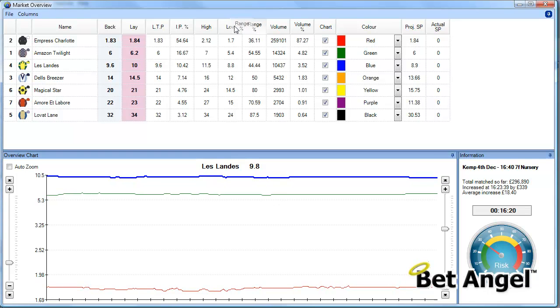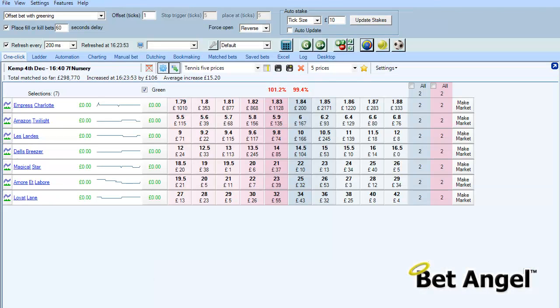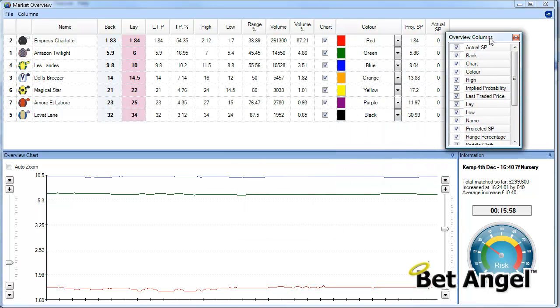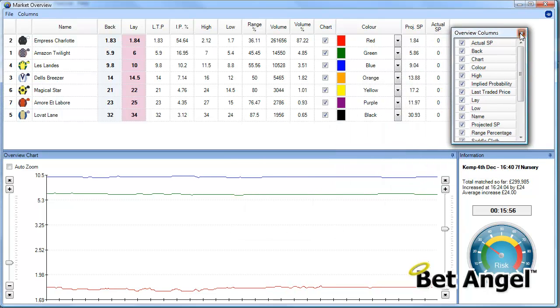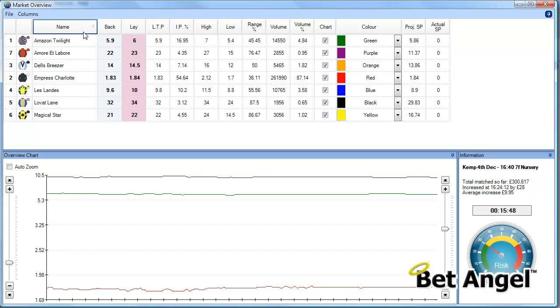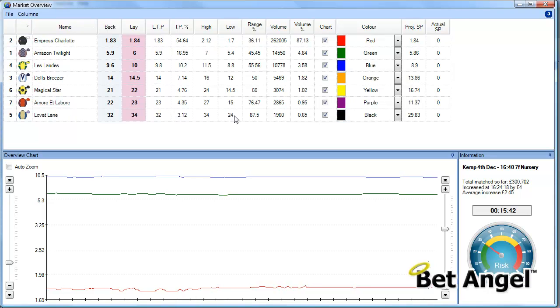Each of these columns you can move around and sort if you want to. It's possible to choose which columns you want displayed. I've got this hidden at the moment, so let me shrink that back down and bring up the column chooser. There we go. So you can choose which columns you want to put on there, and you can actually sort each of these columns. So if you want to go by last traded price, the current back price, or perhaps by volume, it's possible to sort the market according to however you wish, by the name of the horse, however you want to do it.